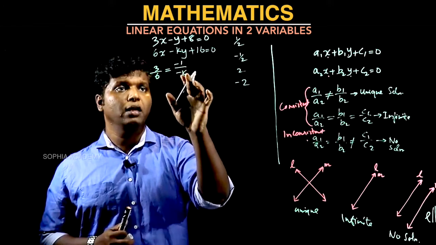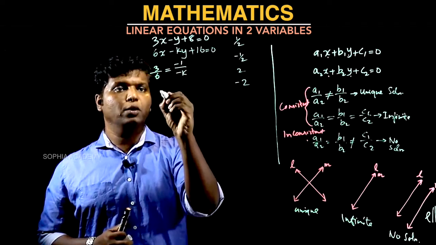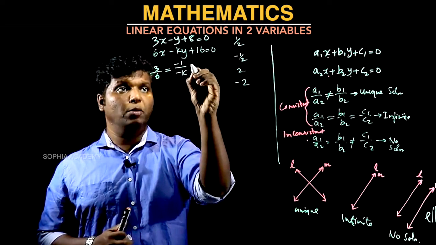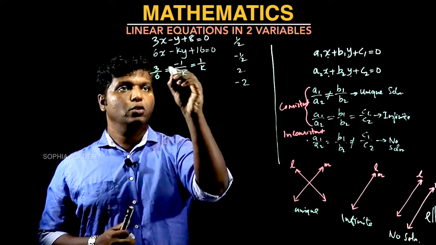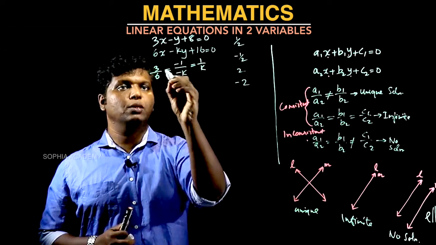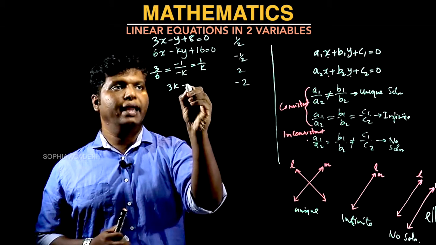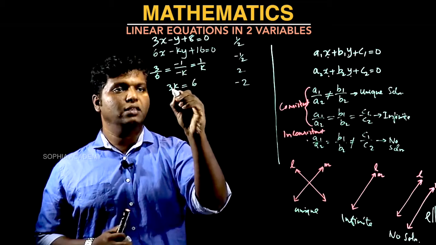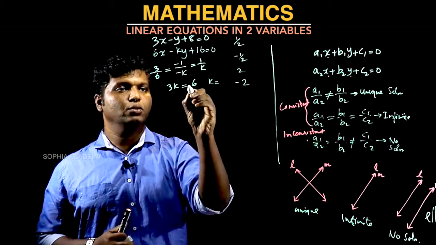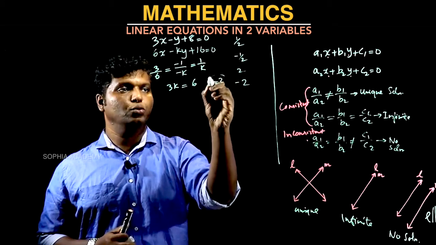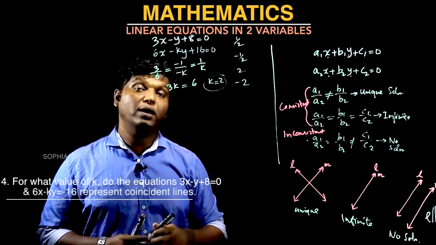So keeping that in your mind, what is k? Keep in mind that this is 1 by k itself. So the first and the last one, 3 by 6 and 1 by k. Cross multiplying, you will get 3k is equal to 6 into 1, which is 6. From this, k is equal to 6 divided by 3, and that is 2. So what is the answer?